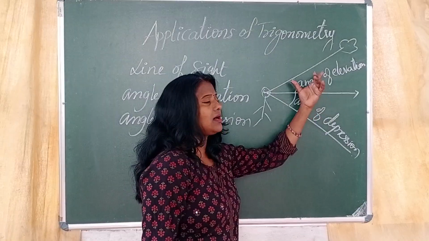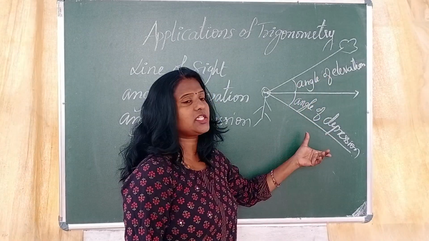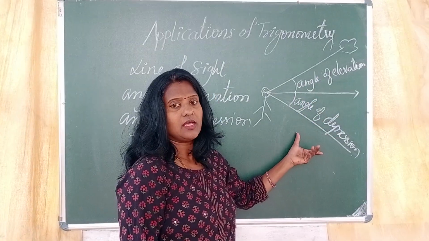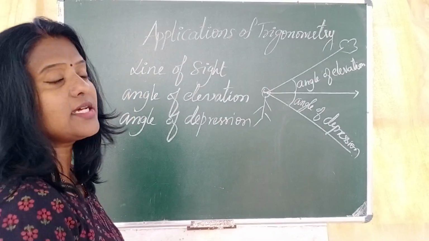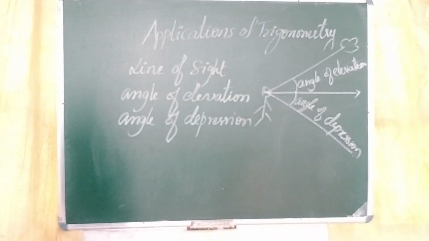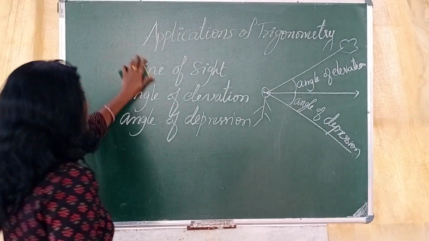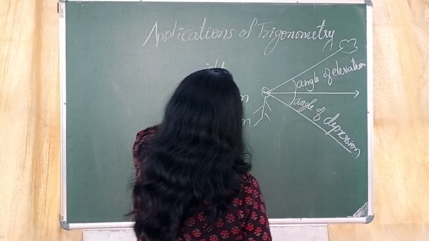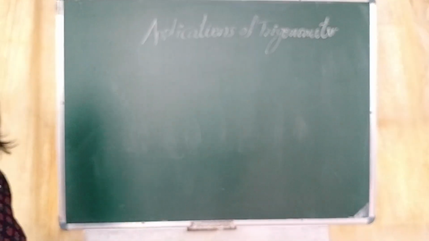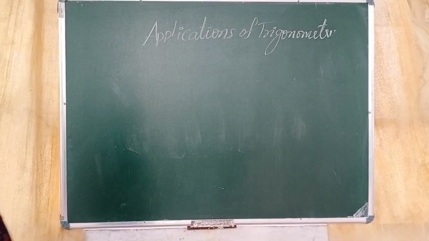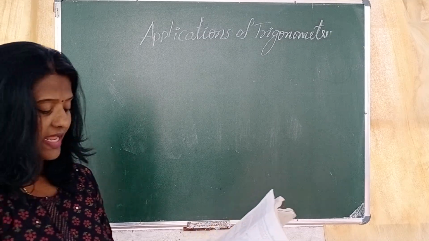So these are the three things you should know: line of sight, angle of elevation and angle of depression. Then you can solve any type of problems. Okay, so let us consider one example and we will know how to solve this. Now see here, I will consider one example.